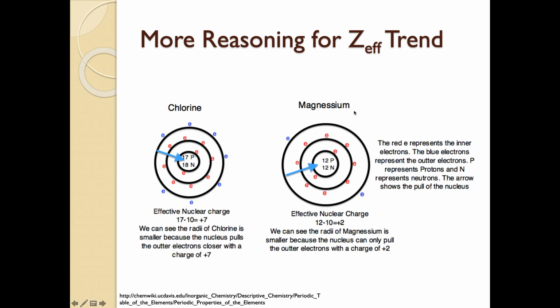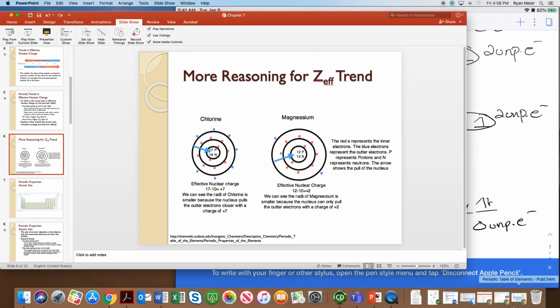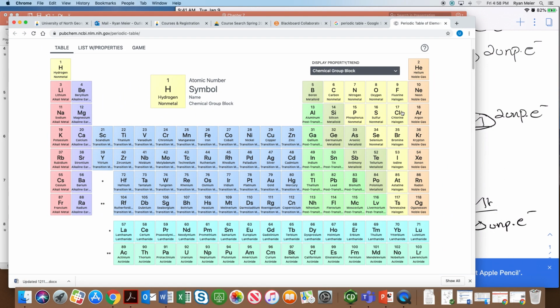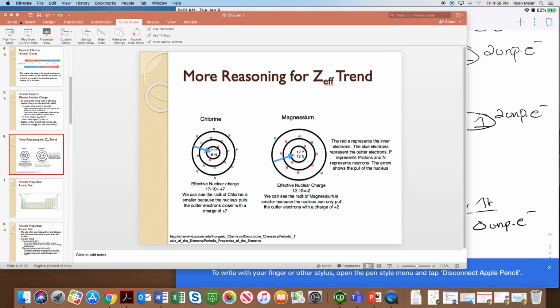For magnesium and chlorine, I'm going to first show the periodic table and relate where these two are on it. Chlorine is right here in the third row, towards the far right. Magnesium's also in the third row, but towards the far left of the periodic table. And what we've said before is, as we go to the right on the periodic table, our effective nuclear charge gets higher. So that means chlorine's effective nuclear charge should be bigger than magnesium's.